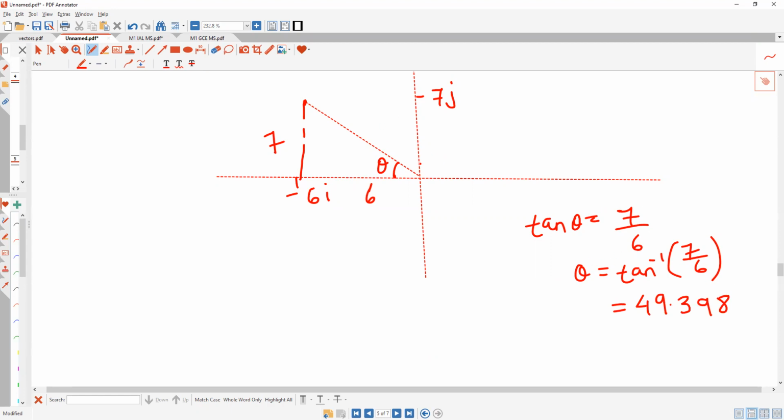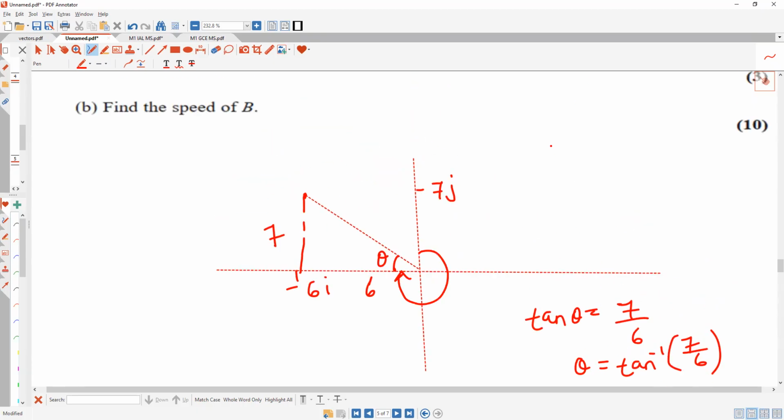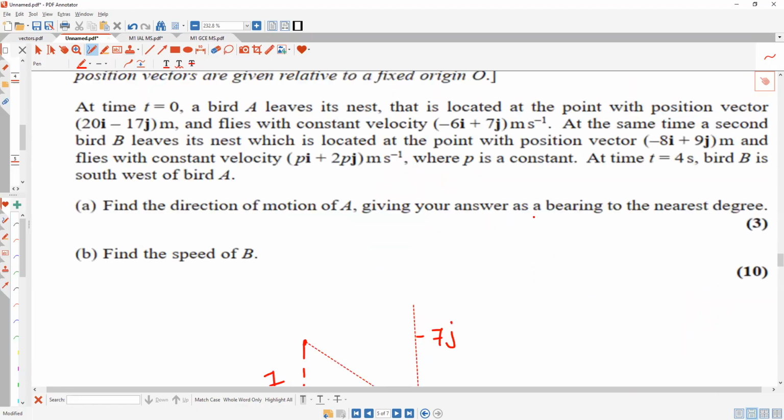So now you have to add it to 270. So do 270 plus the answer. 319 degrees. Most probably this is correct. I did not check the mark scheme yet, but still it is correct. Okay, fine. Now the speed of B.